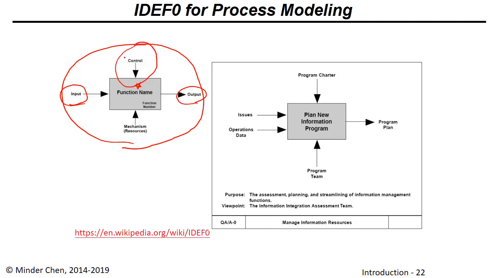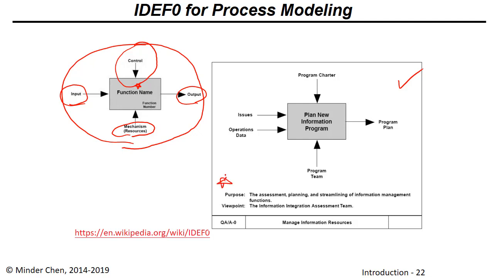And what's useful here is that from the top, there's some guideline and controlling this process. And the mechanism is referring to the resources, the information system, the technology, the tool that we may use to carry out the process. So this is how you describe a process, from not just input and output, but also considering what's the control and the mechanism. And so this is an example of using this IDEF0 notation to describe a process.